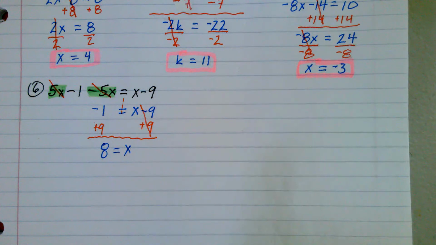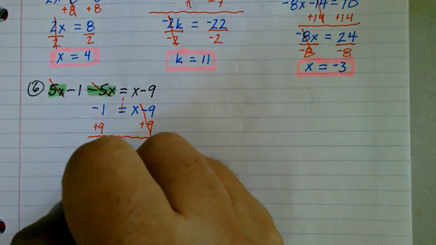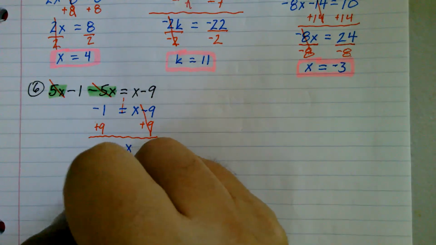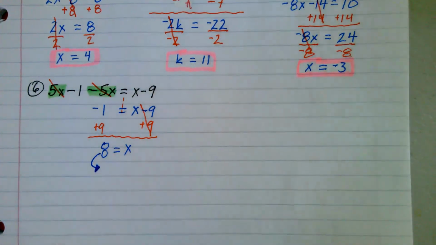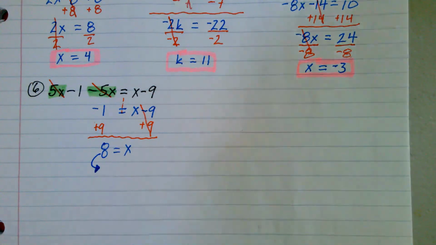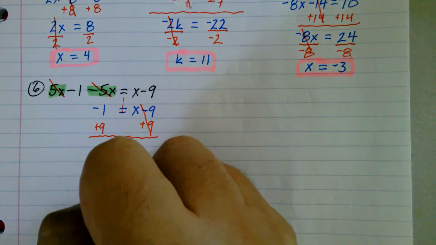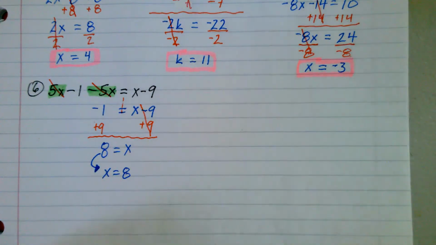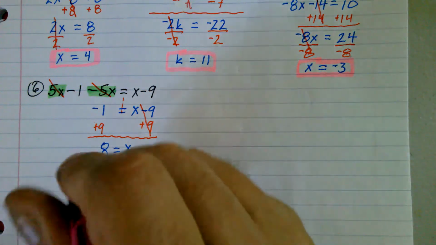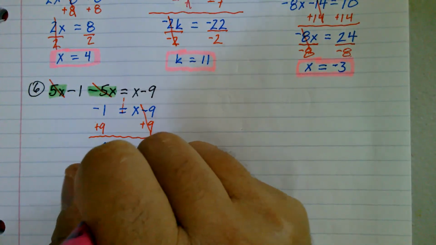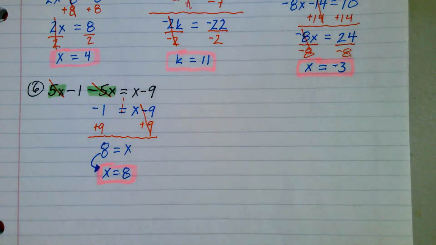This is the type of answer you get when you keep the variables on the right side like this. But that's okay, because we can handle it. We can flip this over. It's like flipping a pancake, right? And call it x equals 8. Same answer. Any questions?